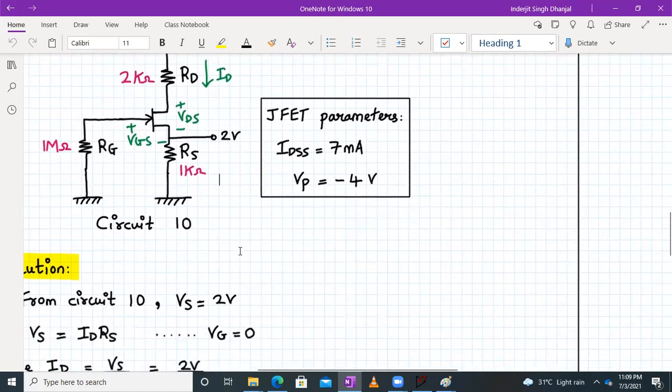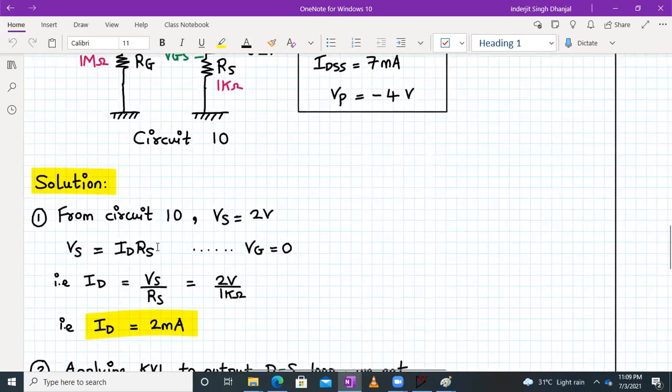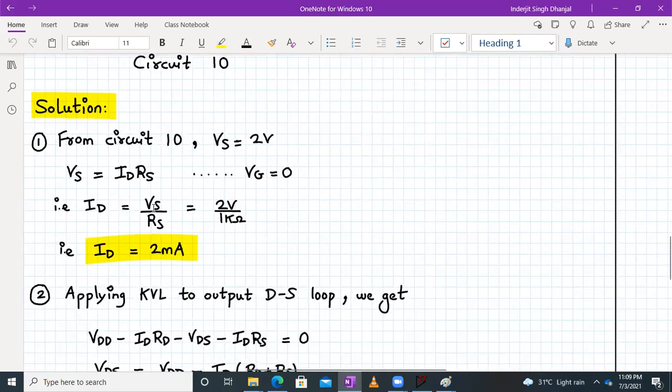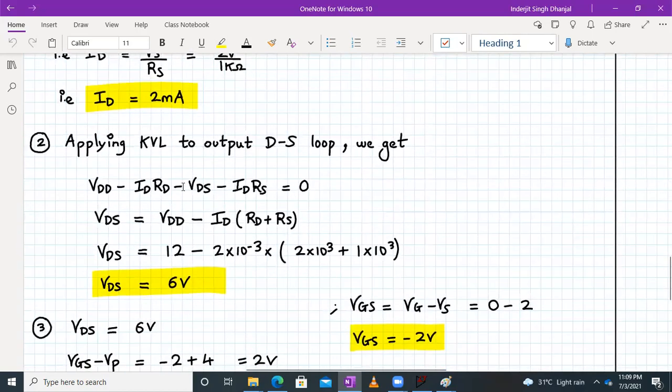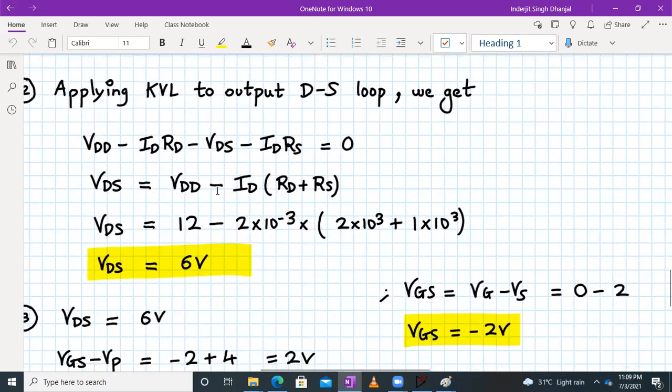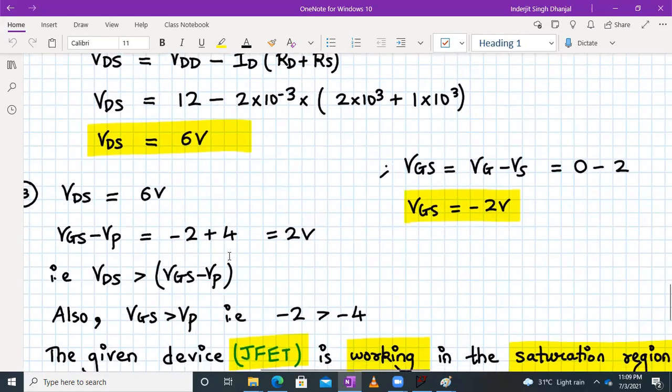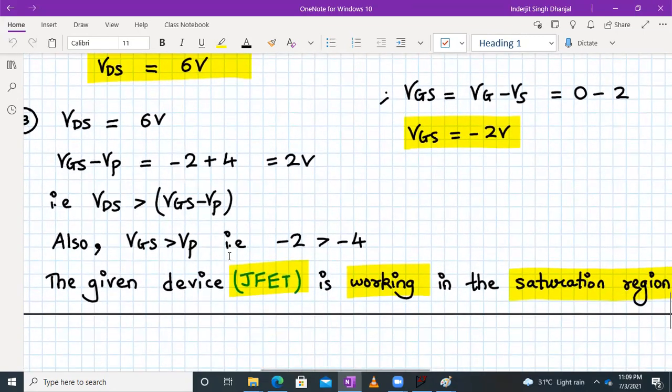So since the value of VS is given to us, VS is ID RS. So ID will be equal to VS upon RS, which will be 2 volt divided by 1K, which will be 2 milliamperes. And now if we apply KVL to the drain source loop, we'll get the formula for VDS as VDD minus ID (RD plus RS). So VDS is calculated to be around 6 volts.